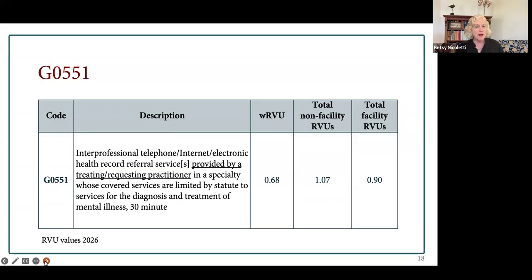And finally, we have G0551, and this is for the treating or requesting practitioner. And again, look at the verbiage in the HCPCS description. In a specialty whose covered services are limited by statute to services for the diagnosis and treatment of mental illness. And of course, what that means is they have a license in their state, and the license limits them to mental health treatment. They can't go and treat a respiratory illness. And then this code to prepare the information for the consulting clinician is 30 minutes.